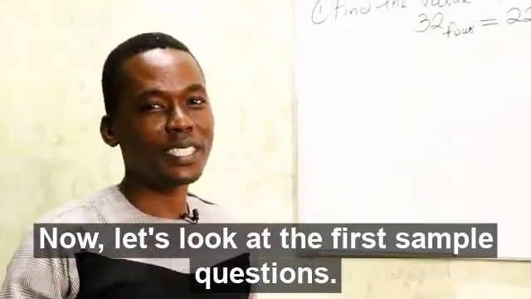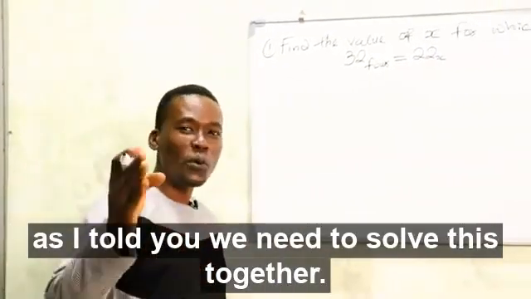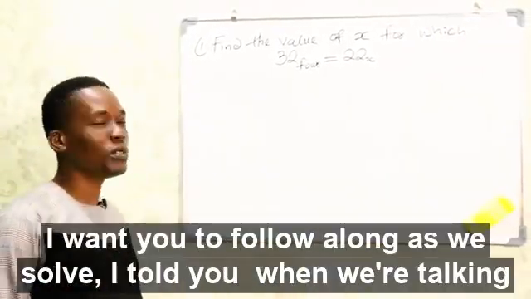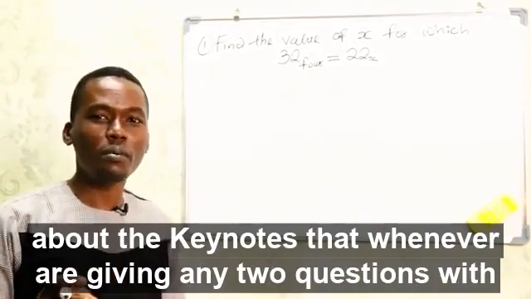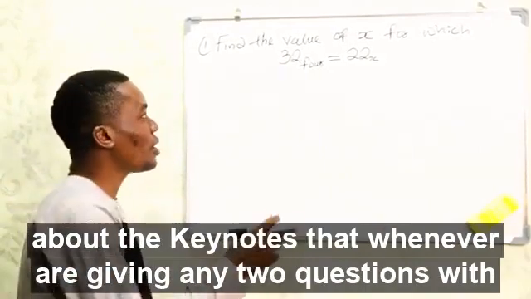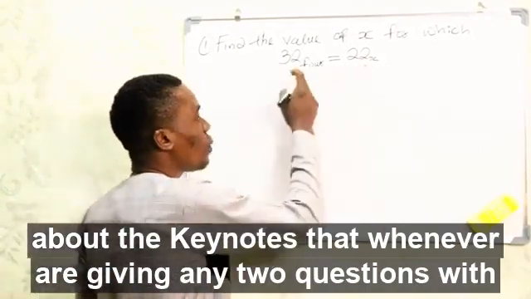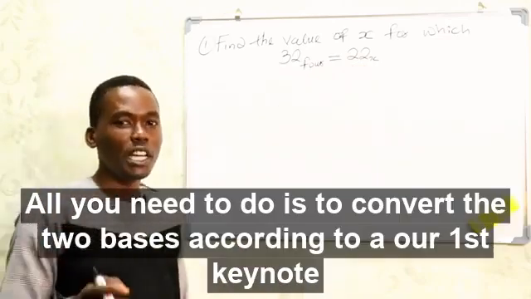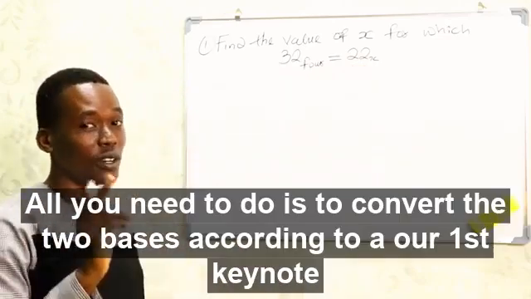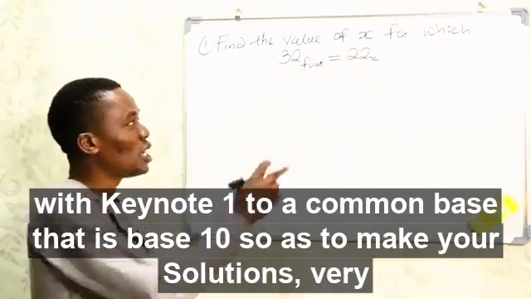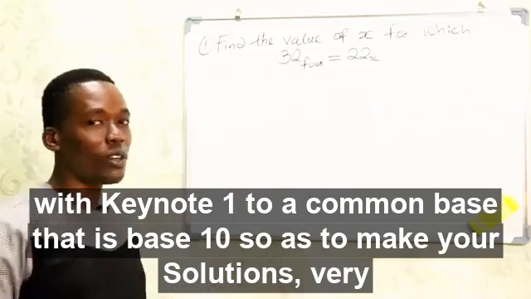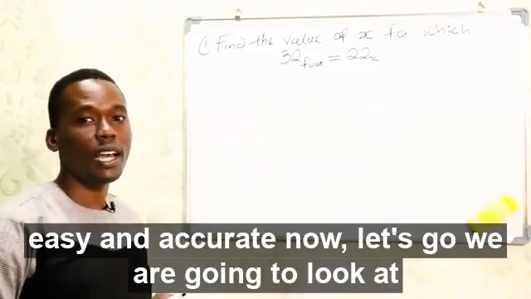Alright, now let's look at the first sample question. As I told you, we need to solve this together. Now I want you to follow along as we solve. I told you when we were talking about the keynotes that whenever you are given any two questions with different bases, all you need to do is to convert the two bases according to our first keynote, keynote 1, to a common base, and that is base 10, so as to make your solutions very easy and accurate.